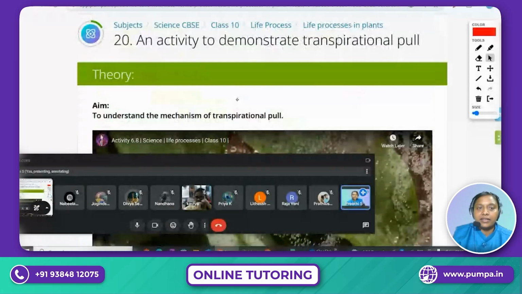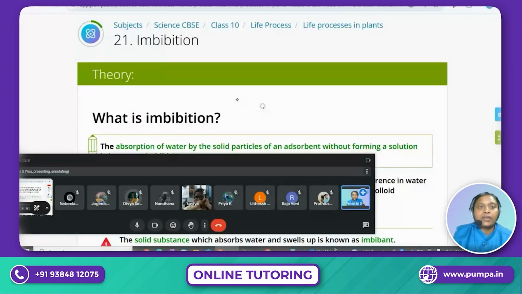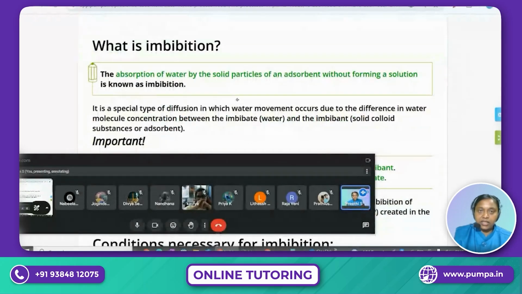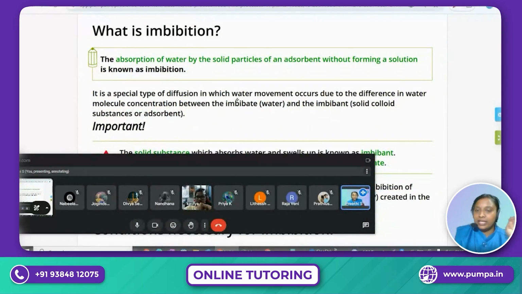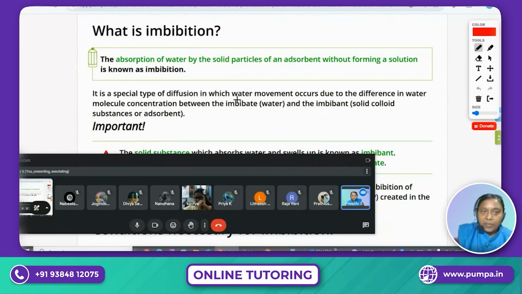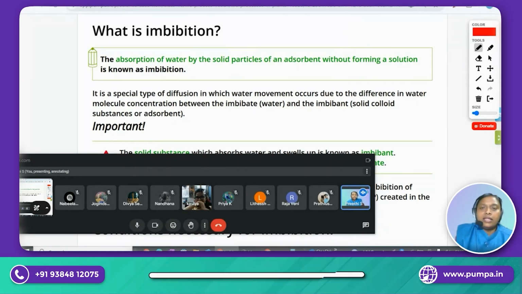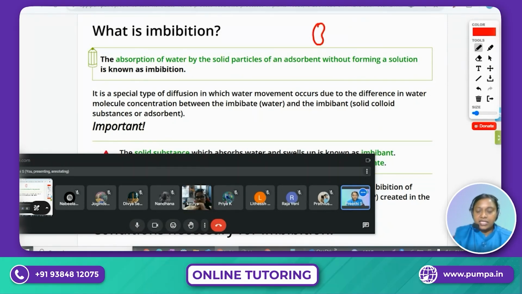Next to it is imbibition. We will see what imbibition is. It is very simple, children. There is a solid particle, and the solid particle will be absorbing the water. For an example, there is a seed. When you soak the seed in water, the seed will be absorbing it. The seed is a solid one, and it is absorbing water. That is imbibition. Yes, Sanjay.